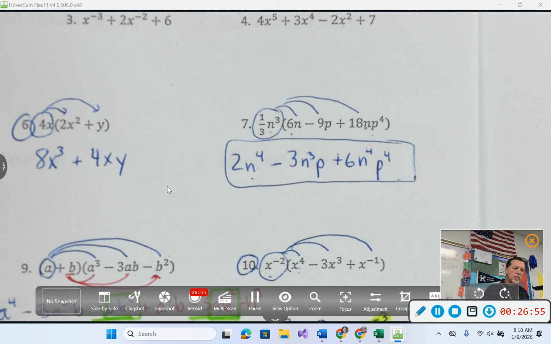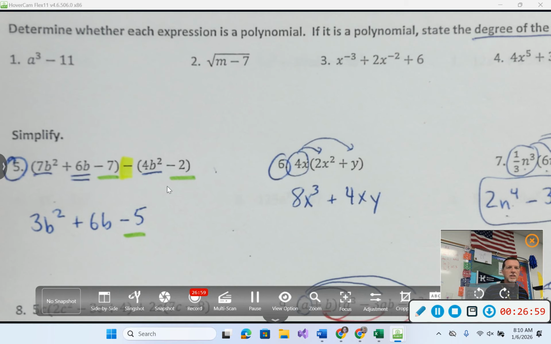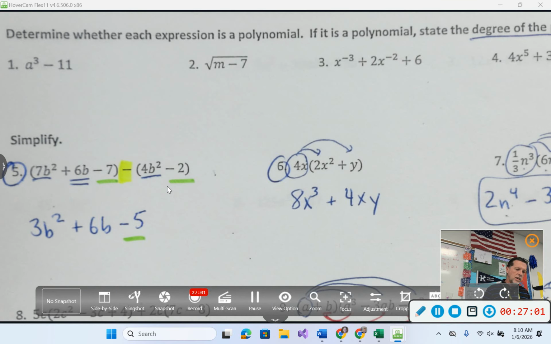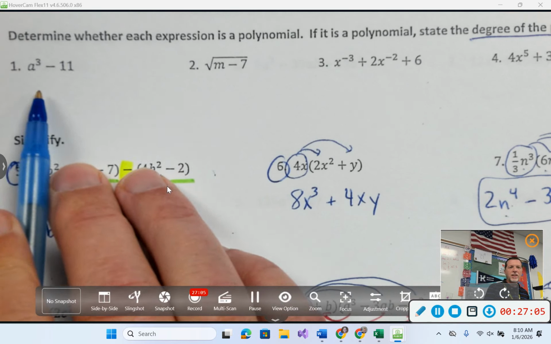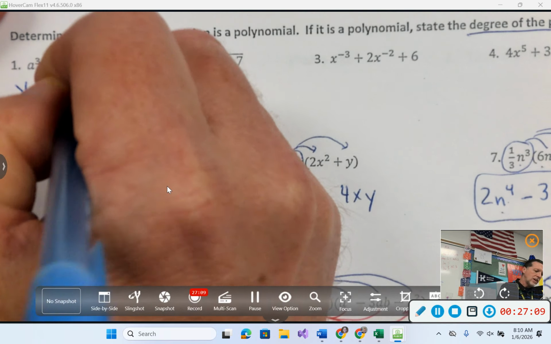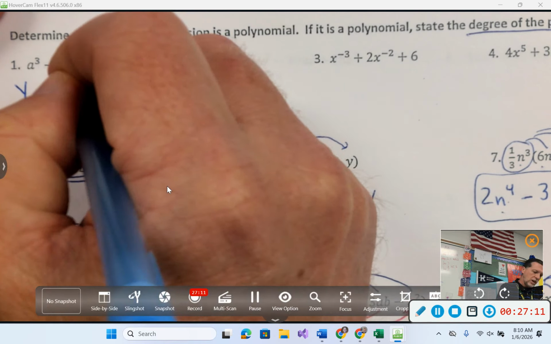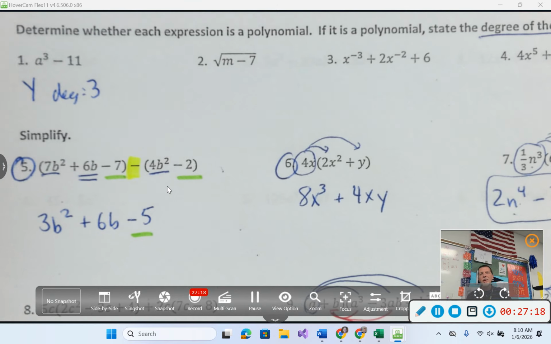We skipped through 1 through 4. Are you okay with whether those are polynomials or not? What do you write? Well, if it is, state the degree. So number 1, is that a yes or a no? Yes. And what about its degree? 3. It's a cubic, but it's third degree or degree 3. So I guess I would accept cubic, 3, or third for that answer.